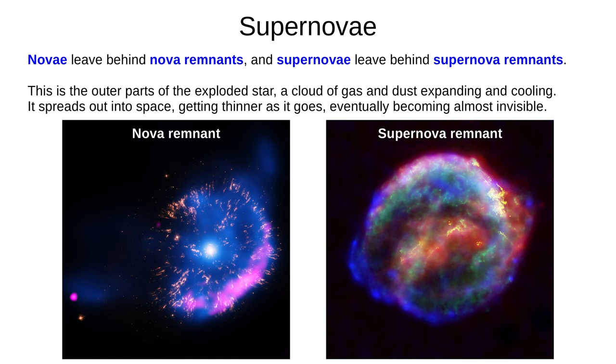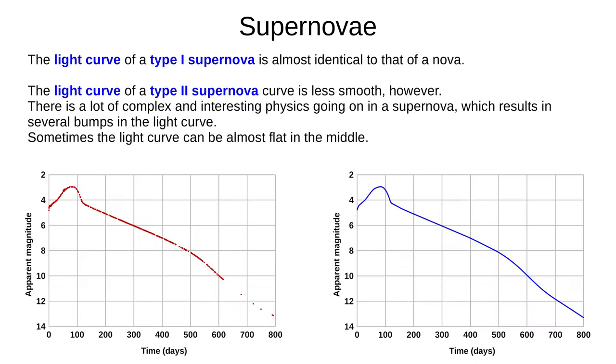They're different but similar. A supernova remnant is made of the outer part of the exploded star, a cloud of gas and dust that expands into space, cooling and getting thinner, and eventually becoming nearly invisible. Supernovae are rare. The last one visible to the naked eye was in 1987, and the last one in the Milky Way was in 1604, but the supernova remnants can be seen for centuries after. We think we get, on average, one supernova in the Milky Way every century, so it seems we're a bit overdue for another one. The light curve of a type 1 supernova is almost identical to that of a nova.